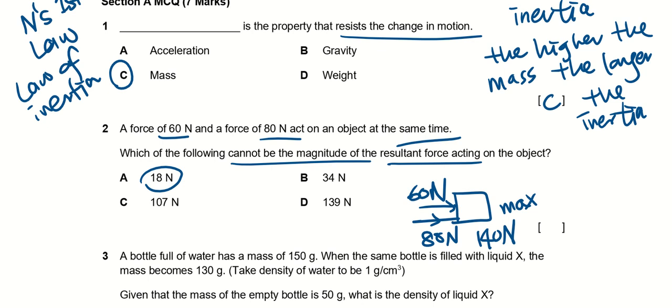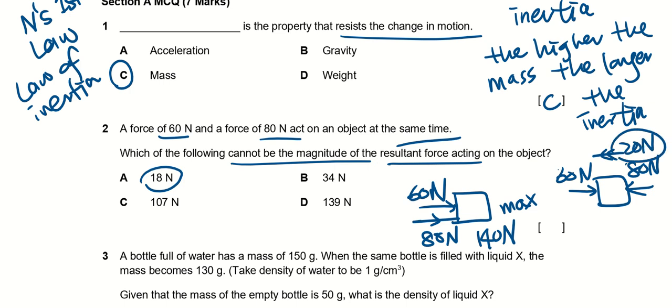Now what is the minimum? The minimum is if they are opposing each other, 60 newton versus 80 newton. So the minimum is 20 newton. The resultant force is 20 newton, so it cannot be achieved. So 80 newton is not possible.